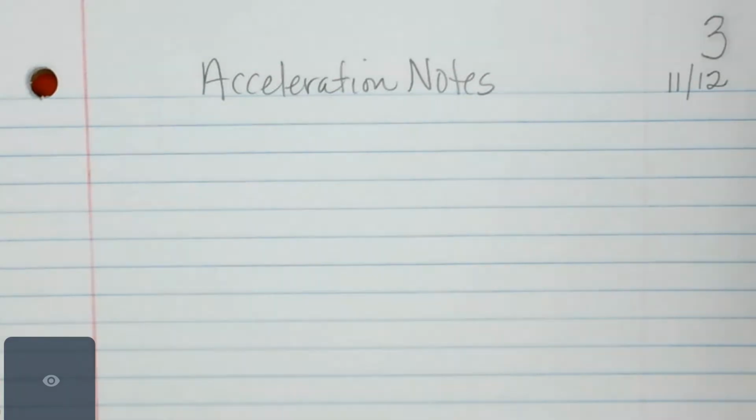Okay, so we are doing the acceleration notes, and this is just going to be what you get to use on your test. It's going to have the vocabulary, the variables, the units, and it's going to have practice math problems. So you definitely want to make sure you take this. Don't skip out on it because you can use this on your test.